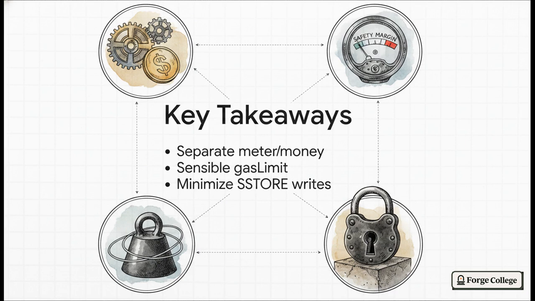Second, budget your fuel wisely using gasLimit, and always leave a little headroom so you don't run out mid-trip. Third, watch out for that quadratic trap. Optimize your loops to reduce repeated memory expansion. And finally, above all else, minimize those incredibly heavy state storage writes. Treat the global state as a precious, incredibly expensive resource because, well, it is.